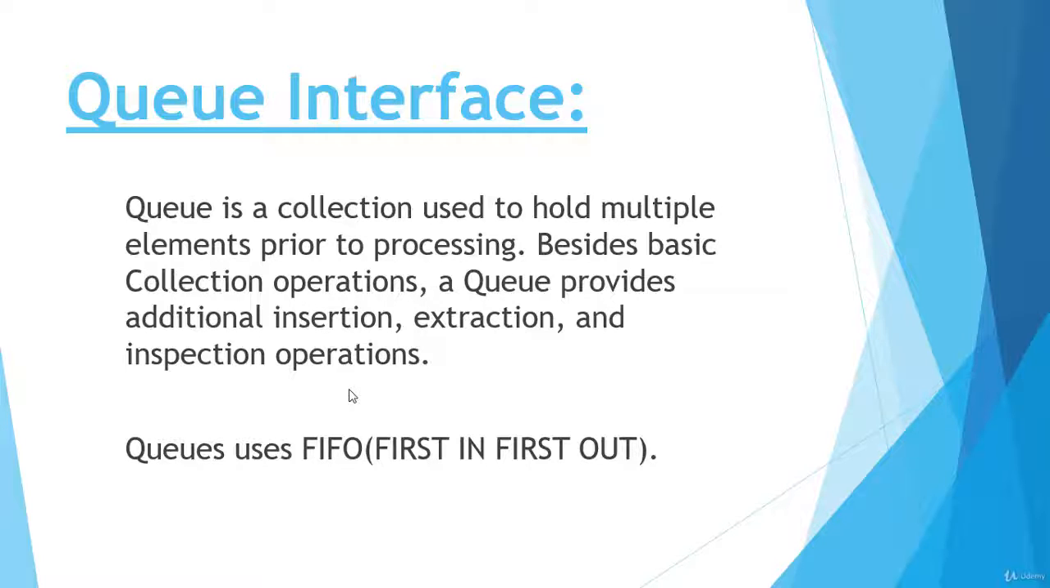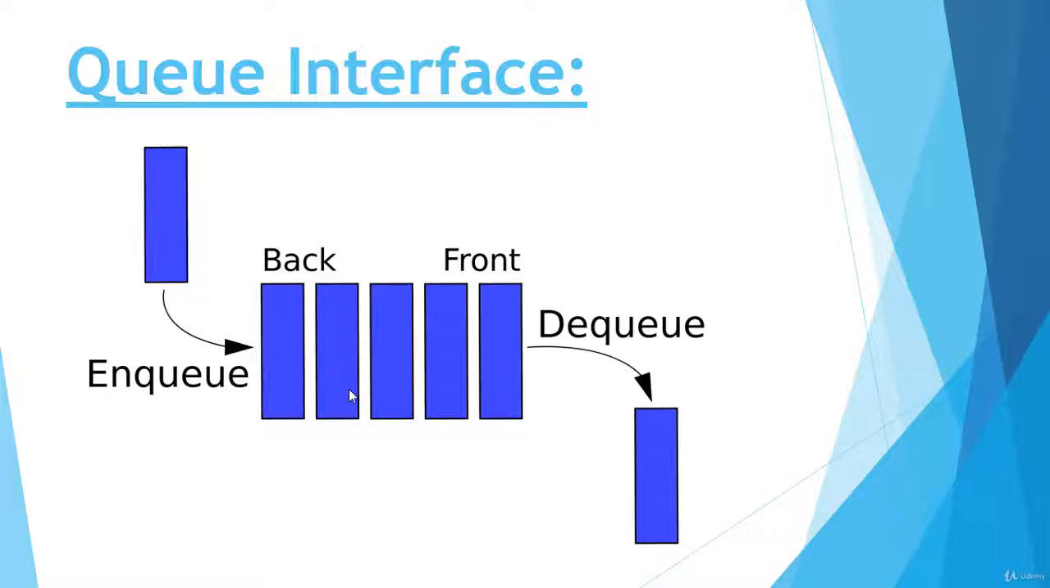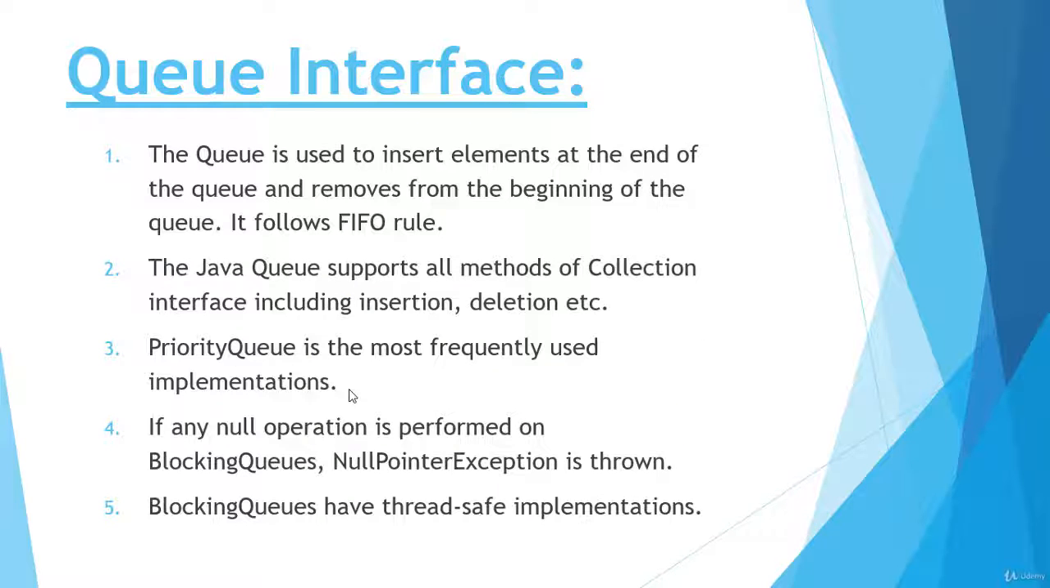So this is the definition of the queue interface. Now you can see in the diagram, enqueue means to add an element in the queue and dequeue means to delete elements from the queue. You can see we always add an element at the back of the queue and always delete the element from the front of the queue. So this is the diagram of the queue. I hope you understand.